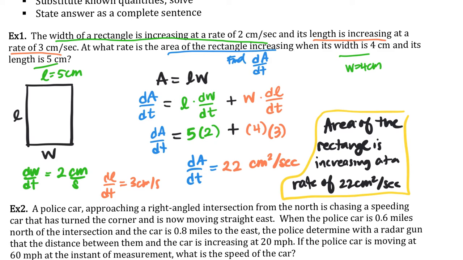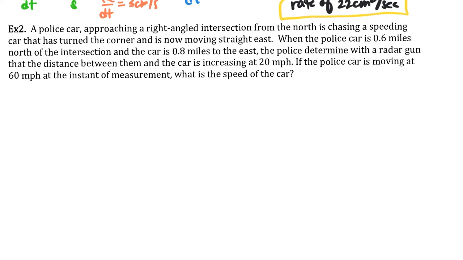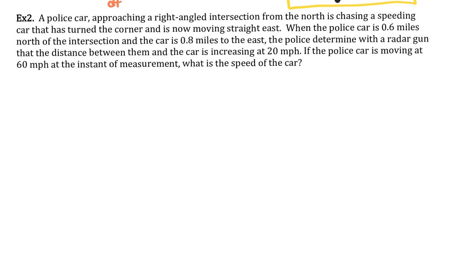Okay, let's go ahead and look at one more example now that we've seen all the steps involved. This example should look familiar because it's the same one we set up last time. A police car is approaching a right-angled intersection from the north, and it's chasing a speeding car that has turned the corner and is now moving straight east.